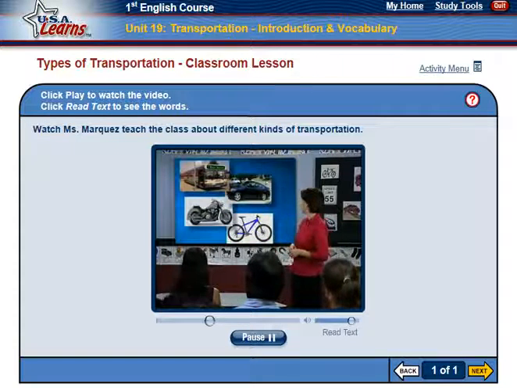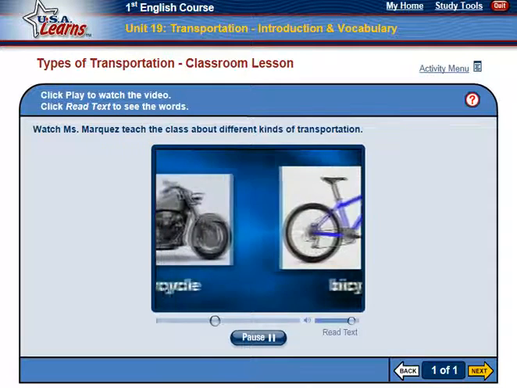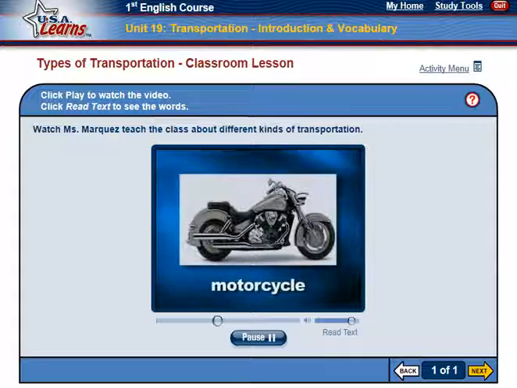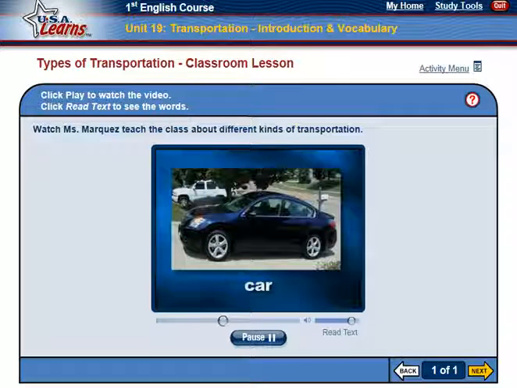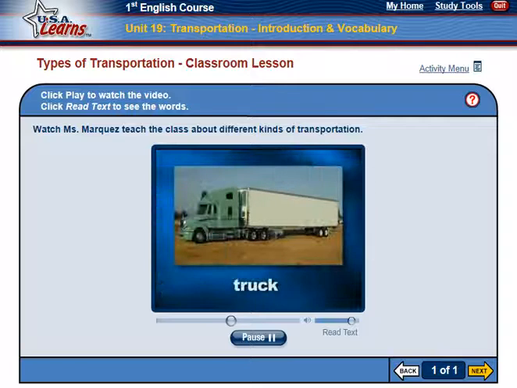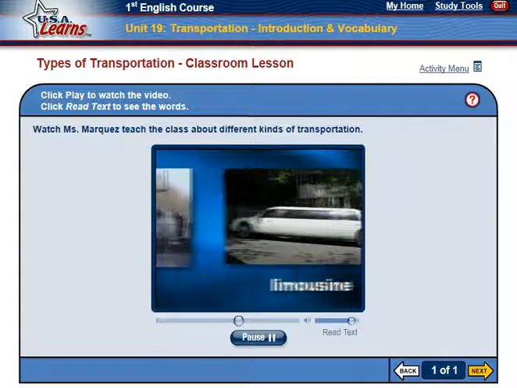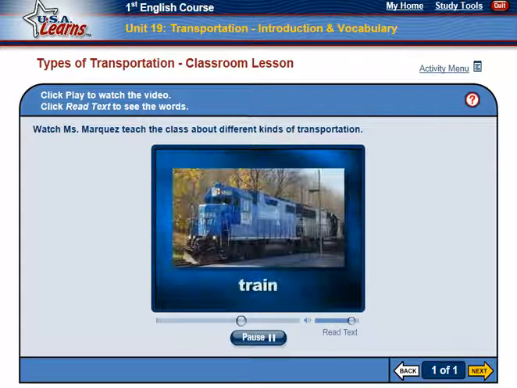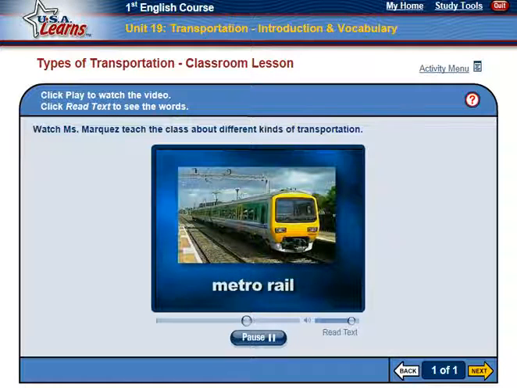Bicycle. Motorcycle. Car. Bus. Truck. Limousine. Train. Metro rail. Plane.